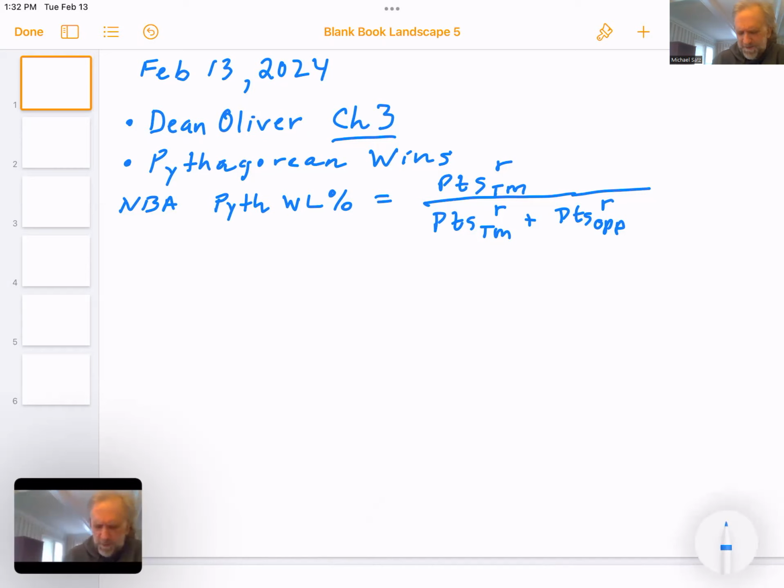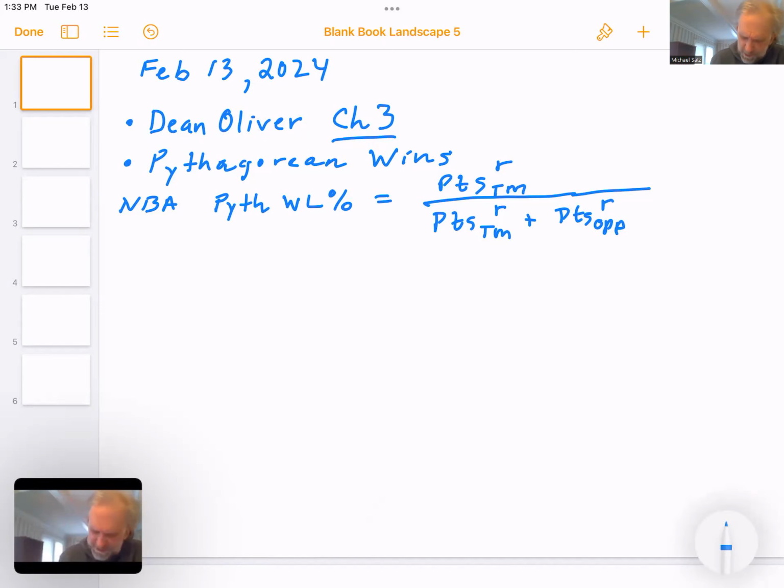Now, the actual Pythagorean wins and losses are integers, so they have to be rounded. So you just round and make them sum up to the total number of games. And we'll do an example. Yeah, I can do an example here.